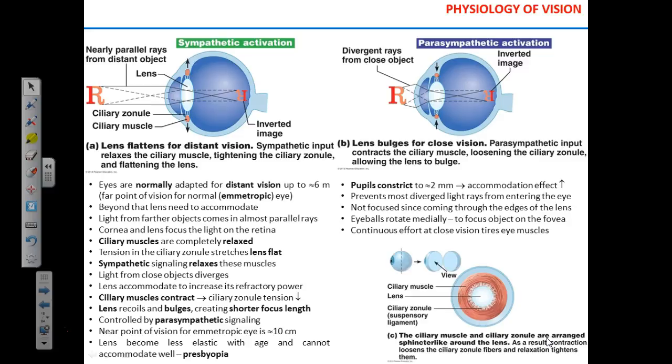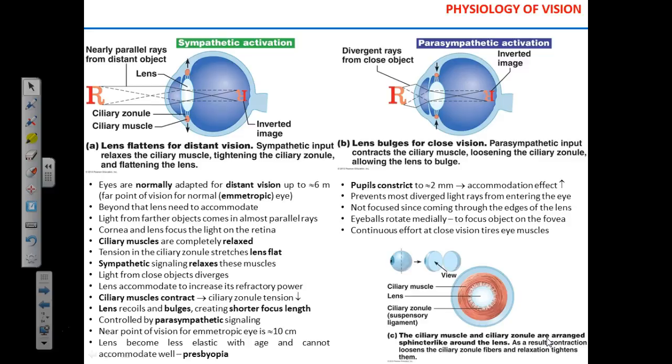Right? When we want to look at something far, what happens to the ciliary muscles? They relax. What happens to the lens? They flatten because the ciliary zonules become tense. During this accommodation for the close view and far view, what happens to the pupil? When we look at something close, the pupil is constricted, and when we look at something far, it is dilated.